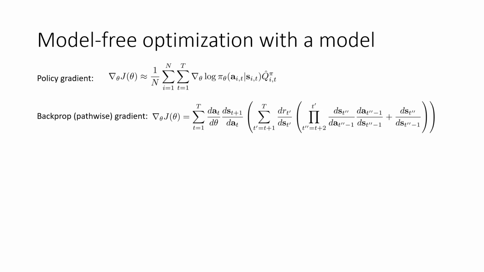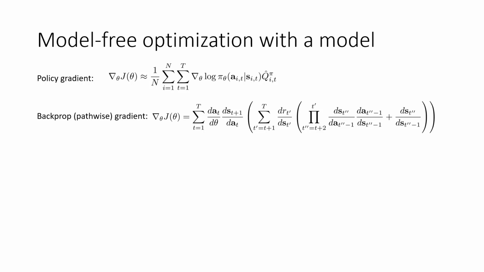The alternative, the backpropagation gradient, which is also sometimes called a pathwise gradient, can be written out like this. Now, this might seem like a very daunting mathematical expression, but all I did here was apply the chain rule of calculus to compute the derivatives with respect to the policy parameters for those computation graphs that I showed in the previous section. So there's an outer sum over all time steps, and at every time step, there's the derivative of the action at that time step with respect to the policy parameters, times the derivative of the next state with respect to the action. And then that expression in parentheses is just the derivative of the reward for all future states with respect to the next state.